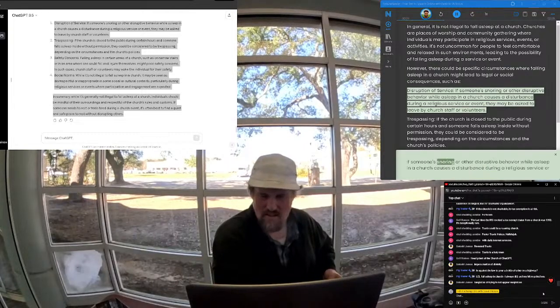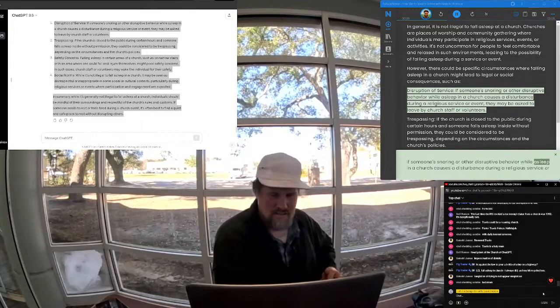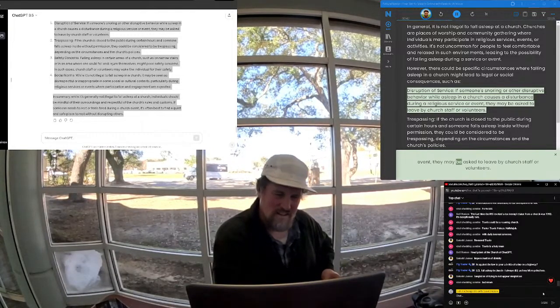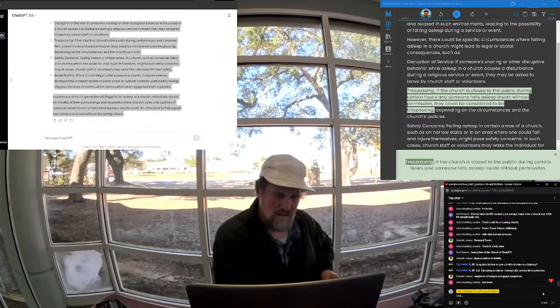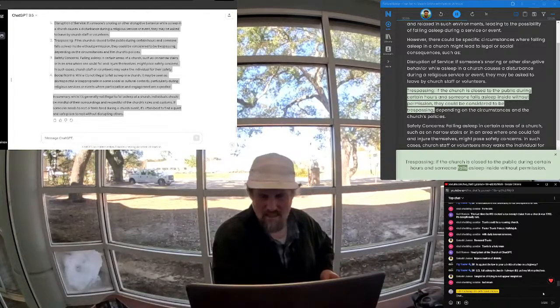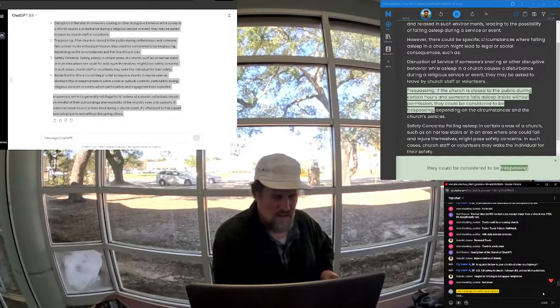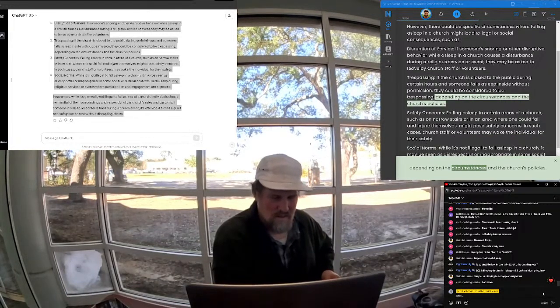If someone snoring or other disruptive behavior while asleep in a church causes a disturbance during a religious service or event, they may be asked to leave by church staff or volunteers. Trespassing. If the church is closed to the public during certain hours and someone falls asleep inside without permission, they could be considered to be trespassing, depending on the circumstances and the church's policies.